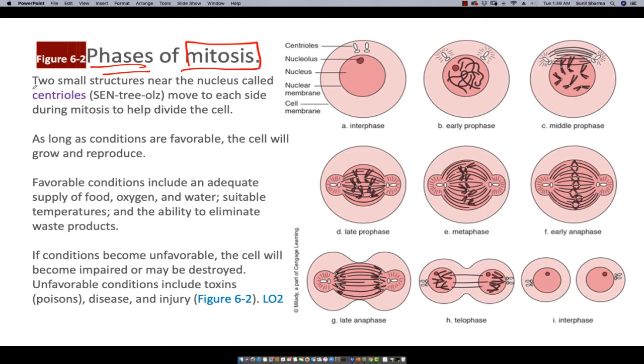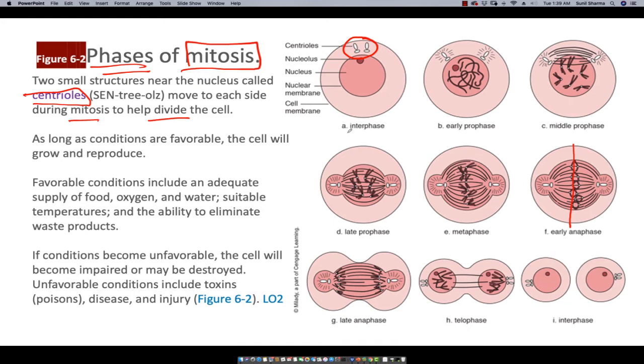And the two small structures near the nucleus called centrioles move to each side during mitosis to help divide the cell. And that's these right here. They're going to basically pull the cell apart. And then the cell division is happening in many phases.